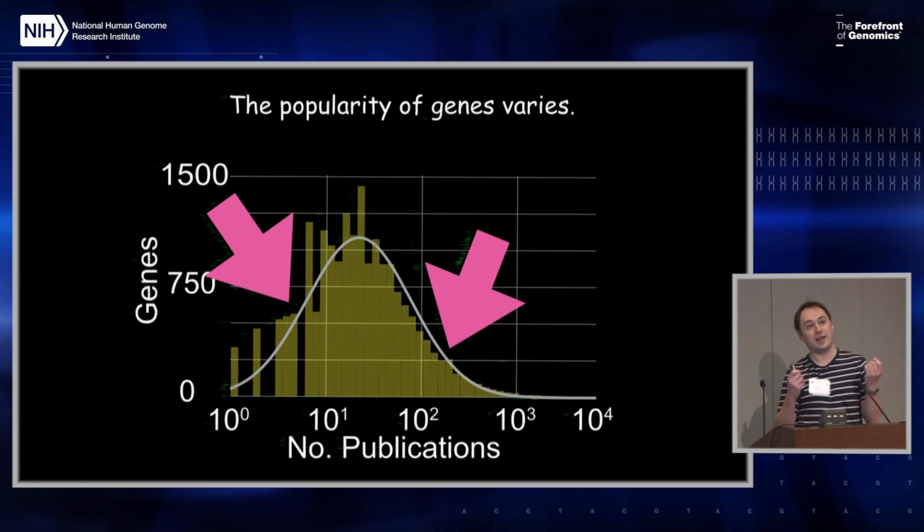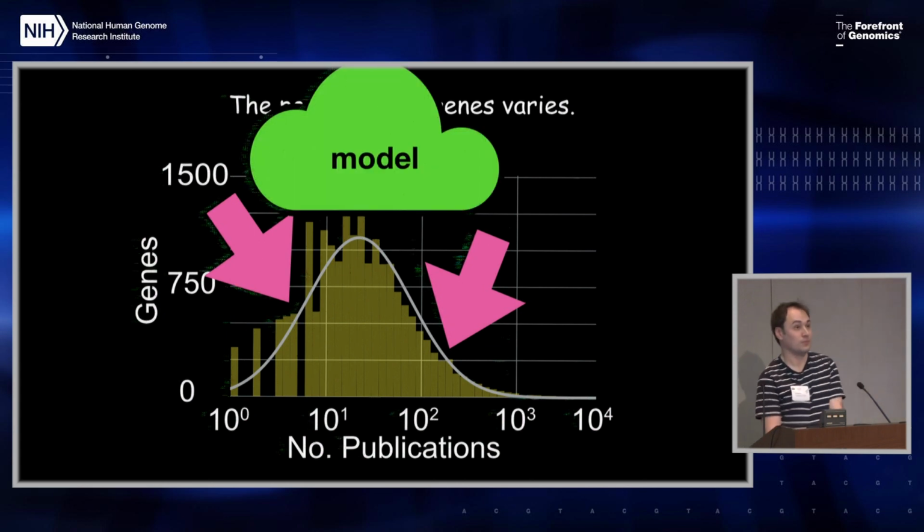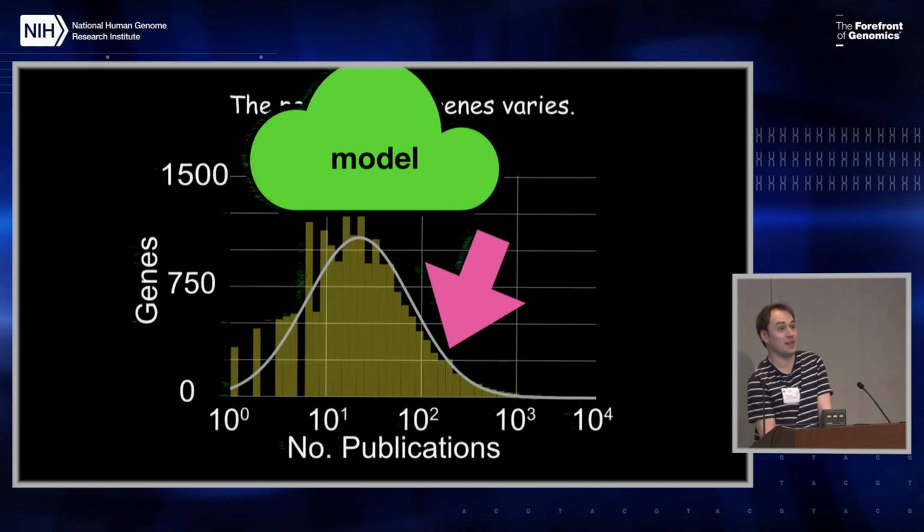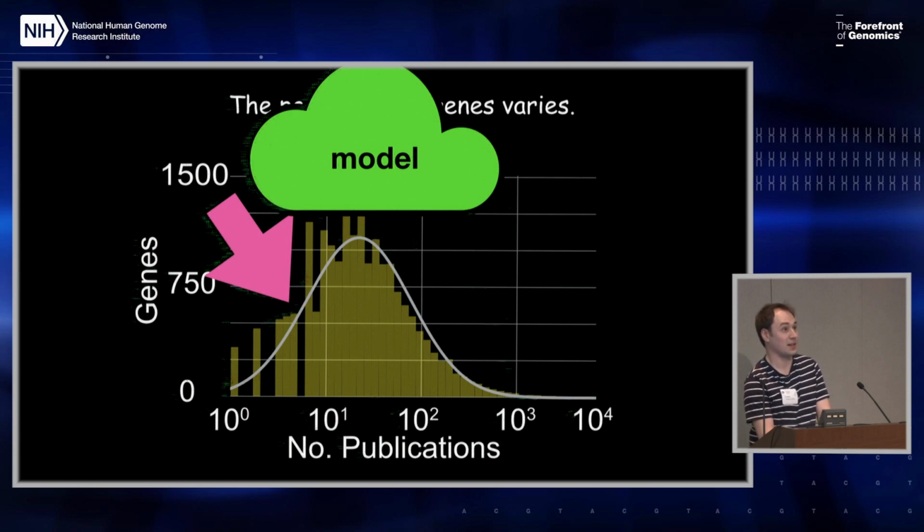So if we would gain a sufficient understanding of the processes underlying biological knowledge formation, we should be able to put this into a model. And this model should be able to tell us exactly why a certain gene is studied heavily and while another gene is rarely studied. And through these models, we can test different assumptions.